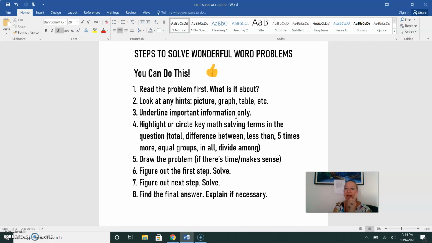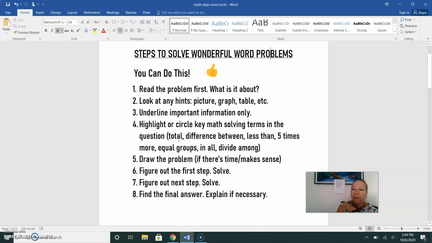Okay, here we go. Number one, first thing you do when you come across a word problem is read the problem. What is it talking about? Next, number two, look for any hints: picture, graph, table, anything like that. Sometimes there are hints about what this is about, sometimes there are not. Number three, underline the important information only. It's kind of like highlighting. Don't highlight everything. Just figure out what is the important information. Next, highlight or circle the key math problem-solving words in the question. And here's a list of some examples. Let's read through all of those together.